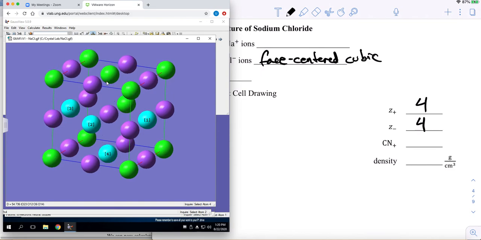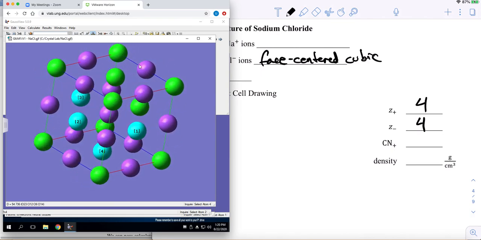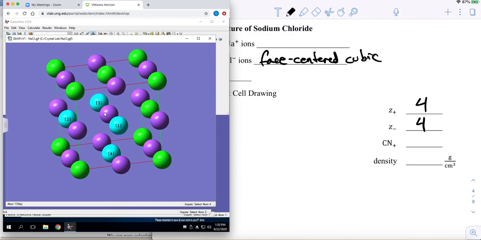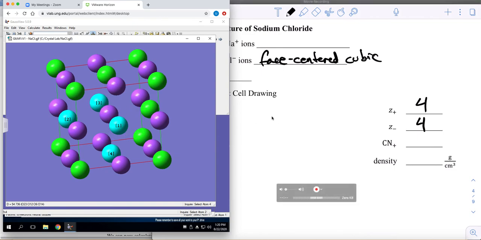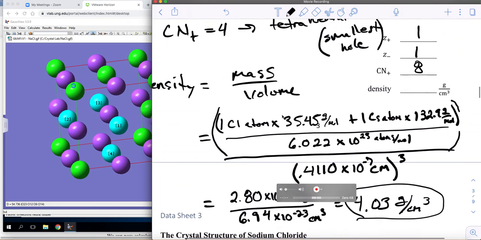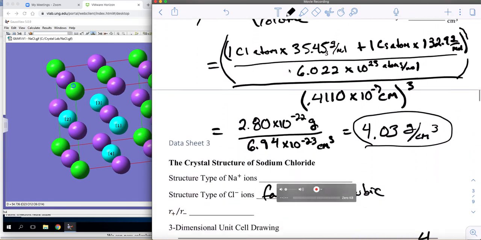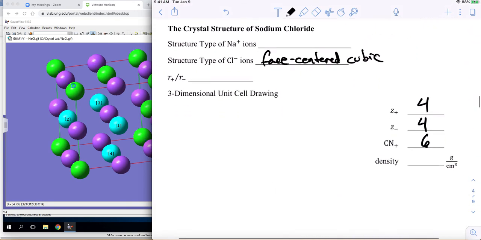Which, if you're looking at it, happens to be the 6 that are on the faces. Because as I spin this around, all of your chlorines on the corners are a little bit further away from that 1 sodium in the middle, but all the ones in the faces are the same distance. So this 1 center sodium is touching all 6 of the chlorines that are on the faces. So Cn plus is 6. And remember what I said up above in terms of describing hole types? If the coordination number of our cation is 6, we have an octahedral hole as the hole type that ion is in. So the description of our structure type for the sodium ion is going to be octahedral holes.